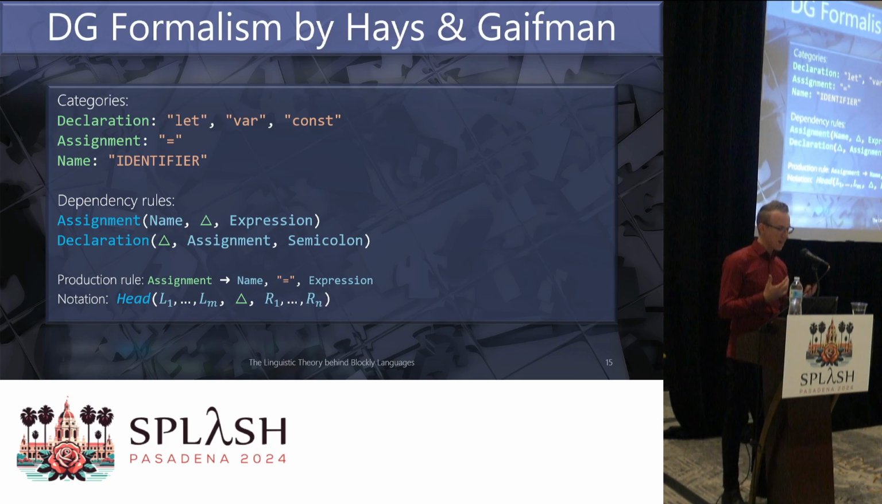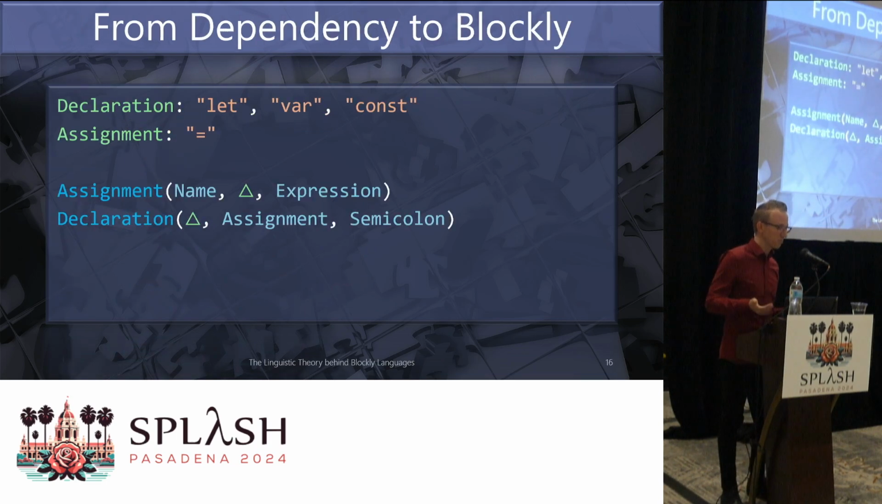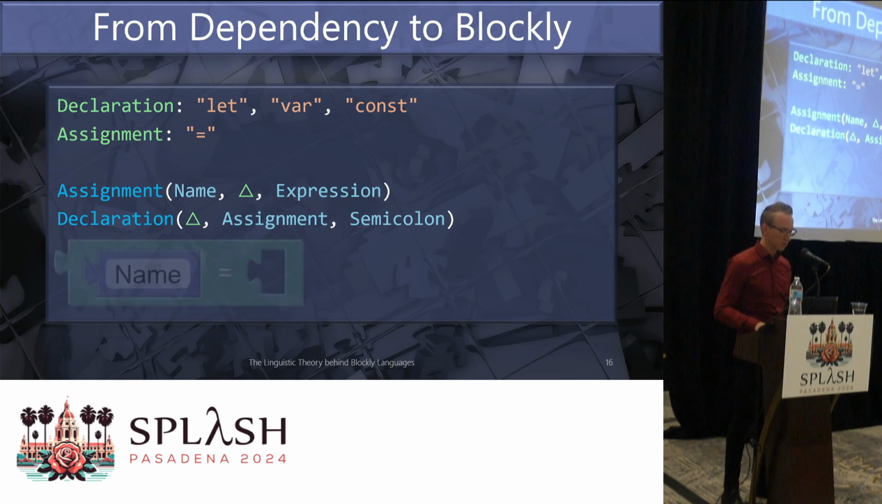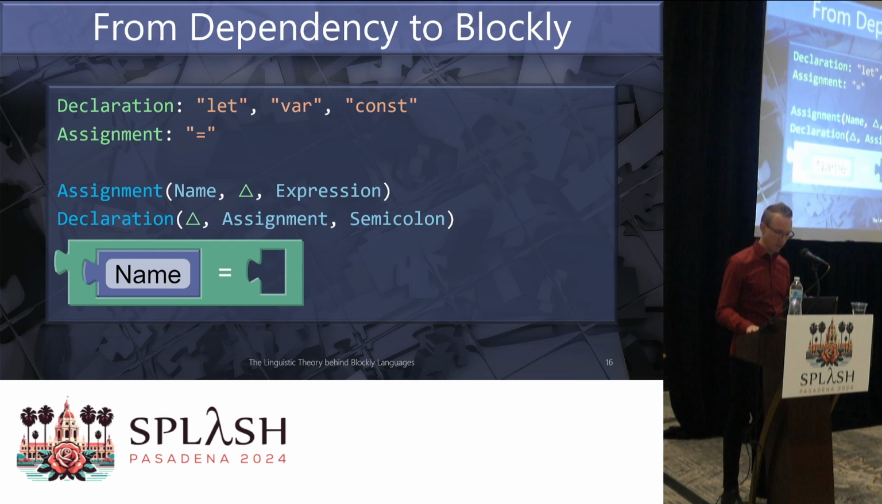And if we now take such a dependency grammar and map this to a block editor, we do this just by taking each dependency rule and mapping this to a corresponding block. So for example, this assignment rule here corresponds to a block where we have a block input for a name. Then we have another block input for the expression, and in between we have the word of the category, which is the equal sign.